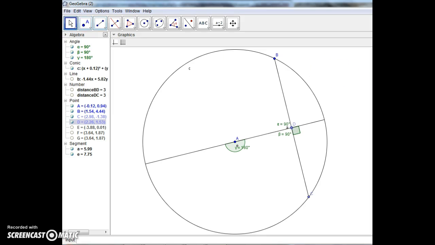So, the theorem, what do you think it's going to be? If one chord is a perpendicular bisector of another, which we have, then the first chord is the diameter. And you can see that right there.